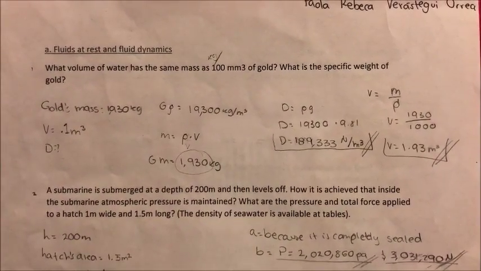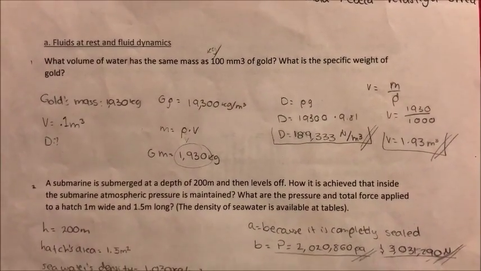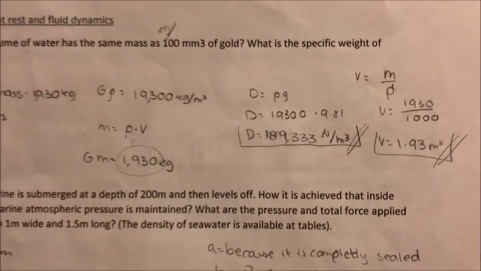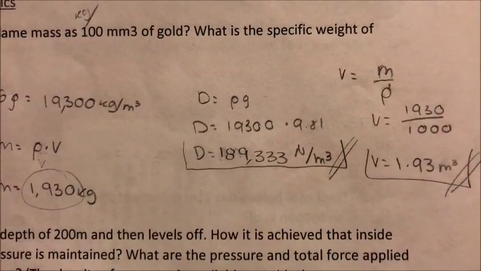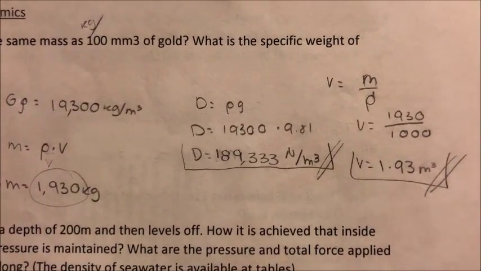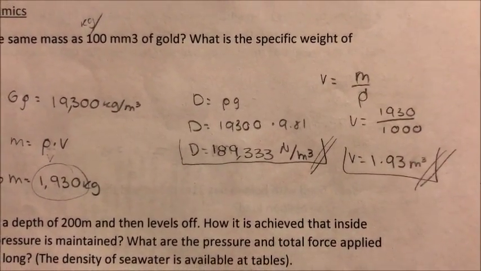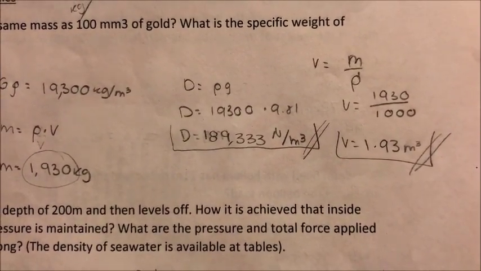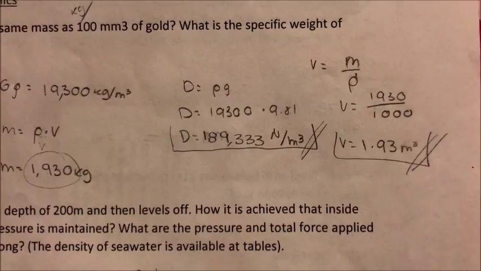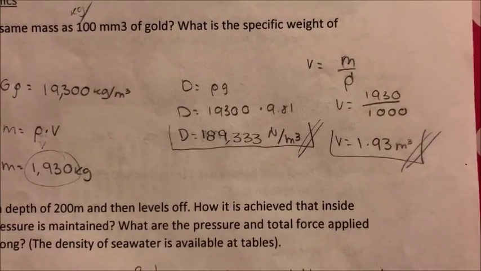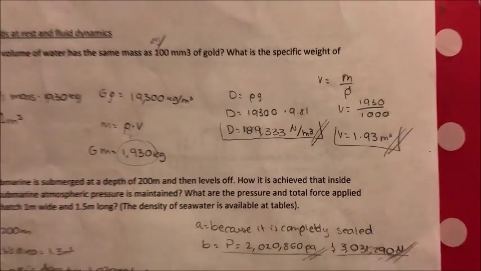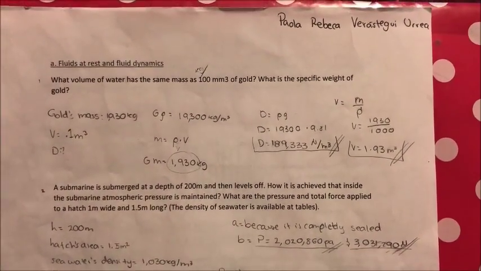Now the specific weight is really easy. We want the specific weight of gold. We already know the density, that is 19,300 kilograms per meter square, and the gravity, that is 9.81, which gives us a total of 189,333 newtons per meter square. And that's the result.